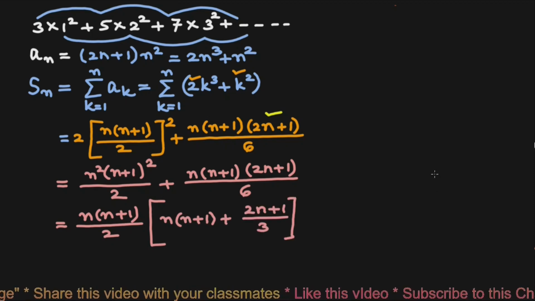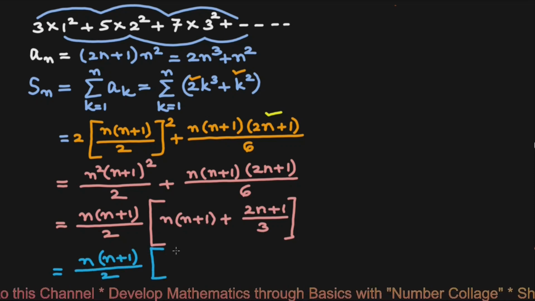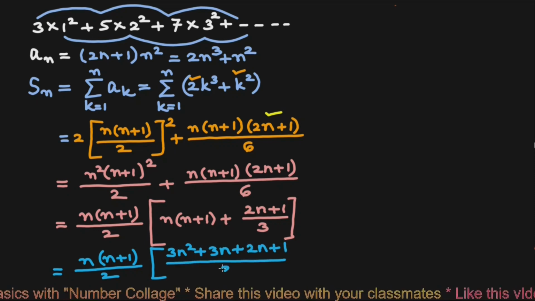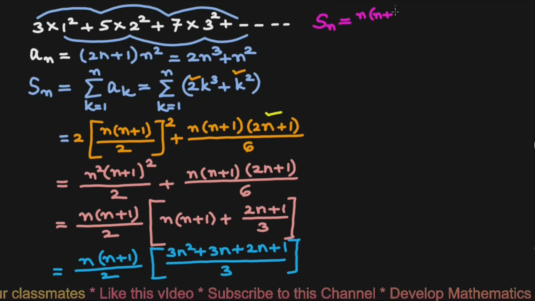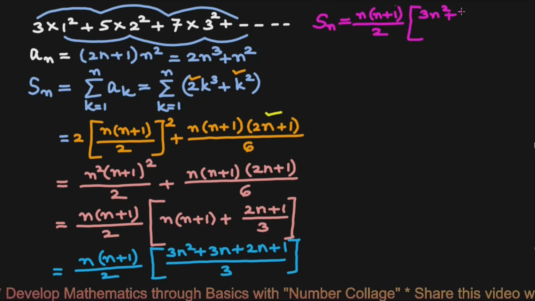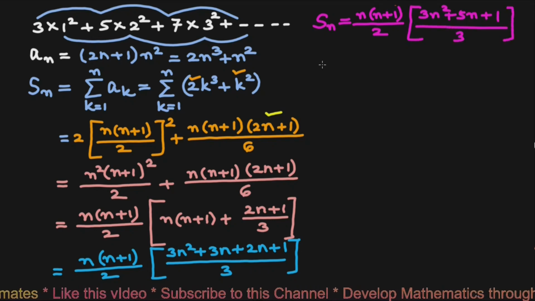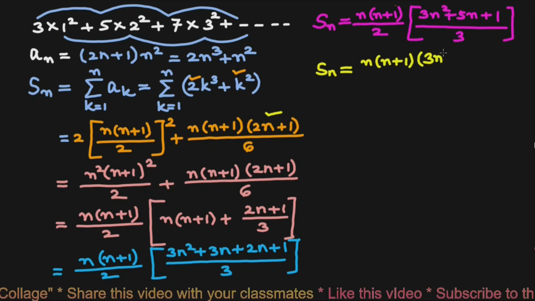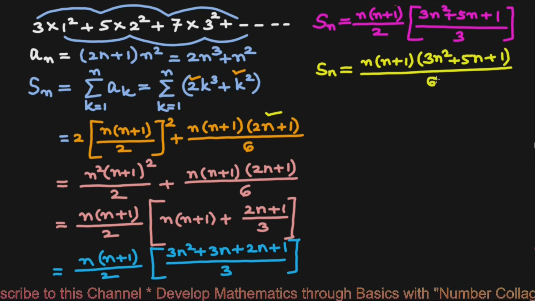This will further become n into n plus 1 upon 2 into 3n square plus 3n plus 2n plus 1 upon 3. Further Sn will become n into n plus 1 upon 2 into 3n square plus 5n plus 1 upon 3, which finally will become n into n plus 1 into 3n square plus 5n plus 1 upon 2 threes are 6.